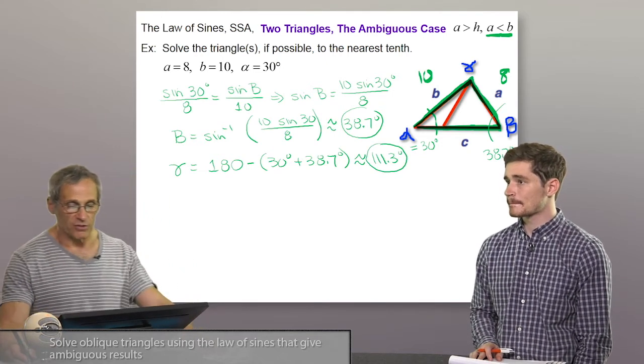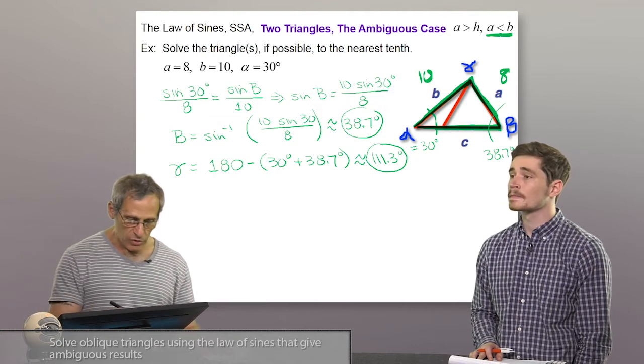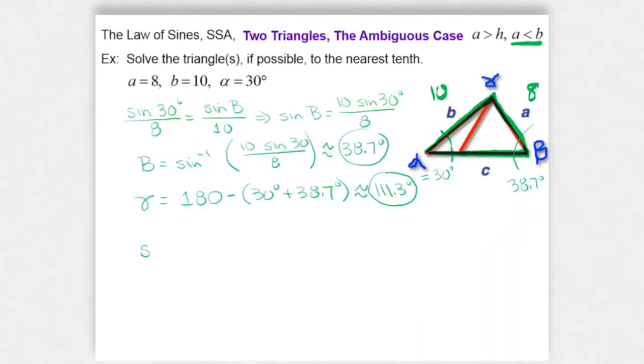And all we have left is to find side little c, but again, we're just using the same methods we always do. We take the sine of the angle opposite c, which is 111.3, over c, and that's equal to, and I'll pick the given that I had, the sine of 30 degrees over 8. And when you solve, you find that c is equal to 14.9.